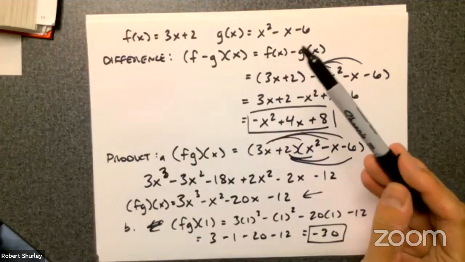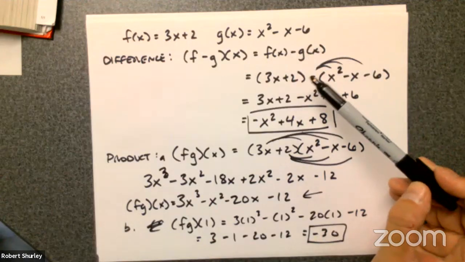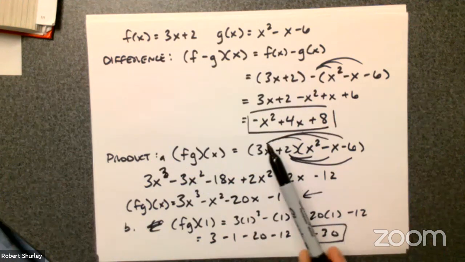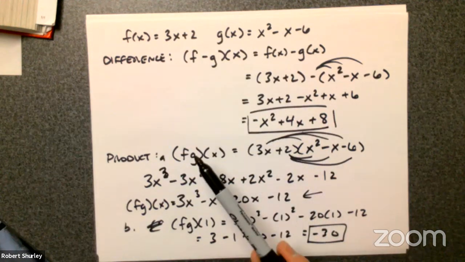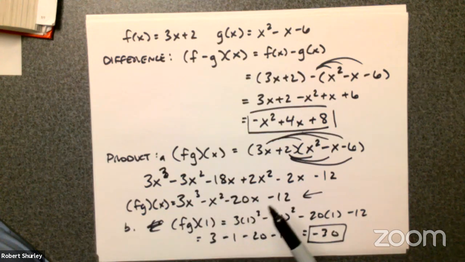So we get the difference. Be careful, because you really have to make sure to distribute the negative with the difference. Multiplication, the product, you've got to make sure to FOIL it out if it asks you to do it the long way. Now, look, if you had FG of 1, you can do f of 1 times g of 1. It makes the math a little easier. But if you already have the equation, you can just plug it straight in, okay?